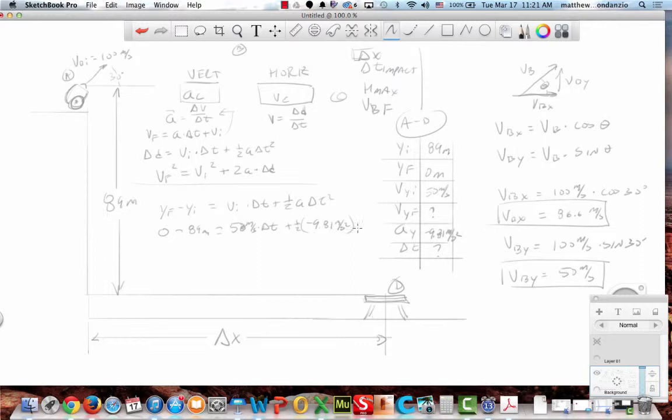Okay. Times delta t squared. What kind of equation do I have? What kind? Yeah. See, this is what bothers me about the calculator.